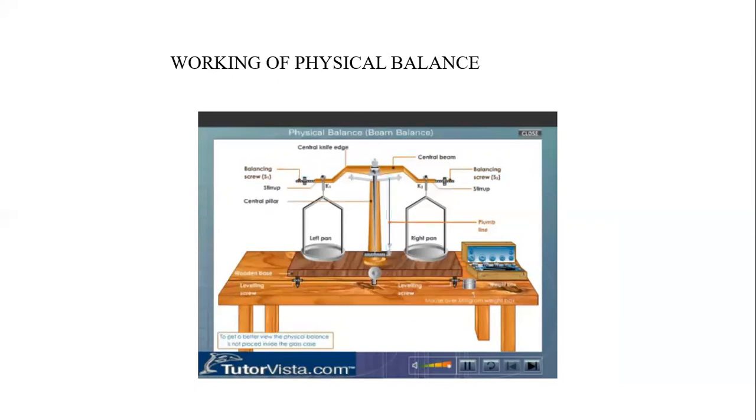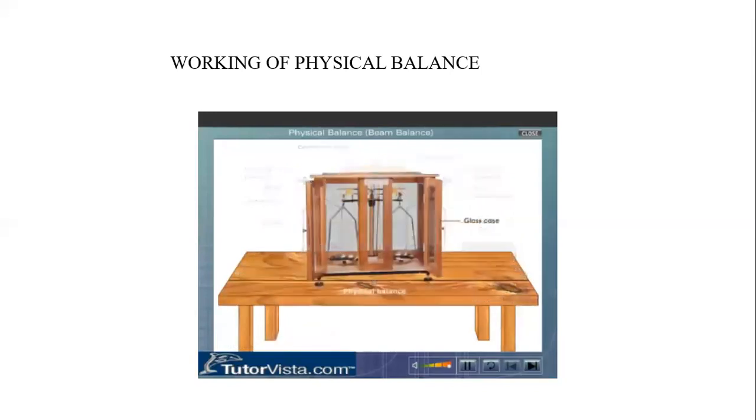A plumb line, which is used to set the balance in the horizontal plane, is suspended from the beam support. A pointer is fixed in a vertically downward direction. The pointer moves over a graduated scale attached to the central pillar. Two scale pans of equal masses are suspended from the stirrups. The balance is enclosed in a case provided with glass doors.